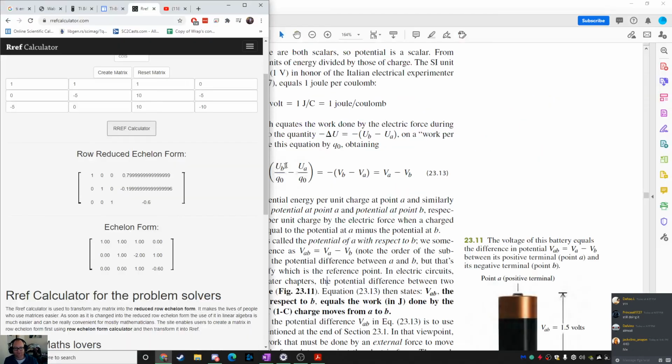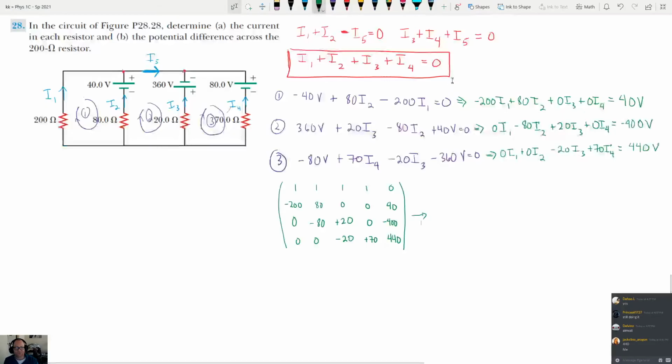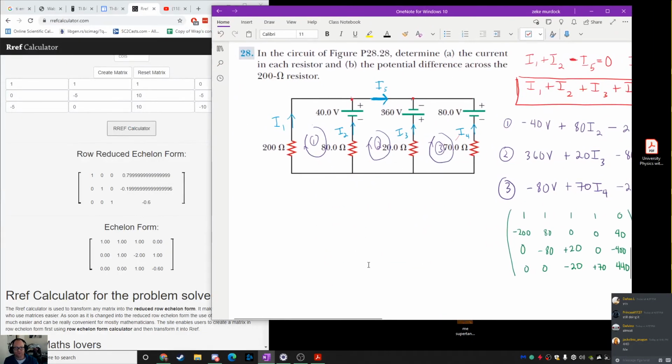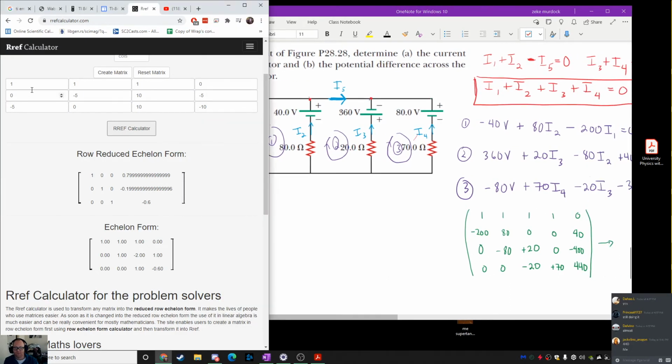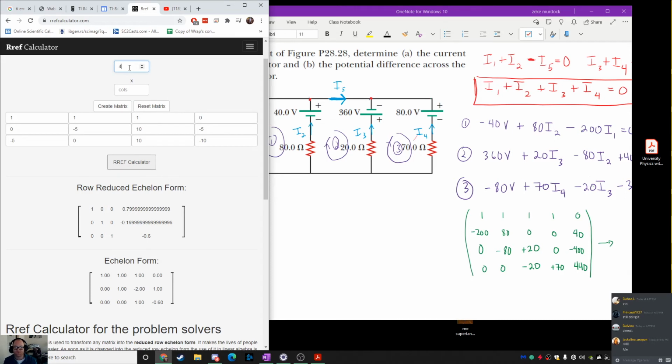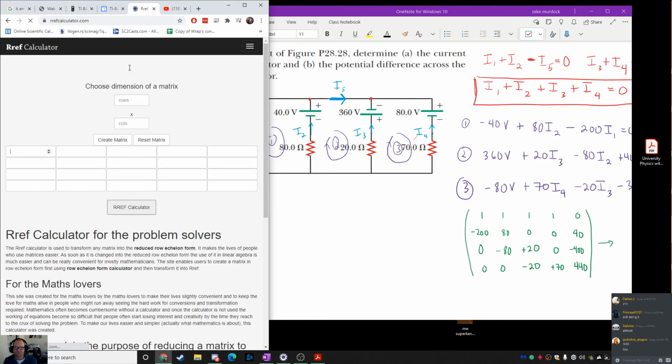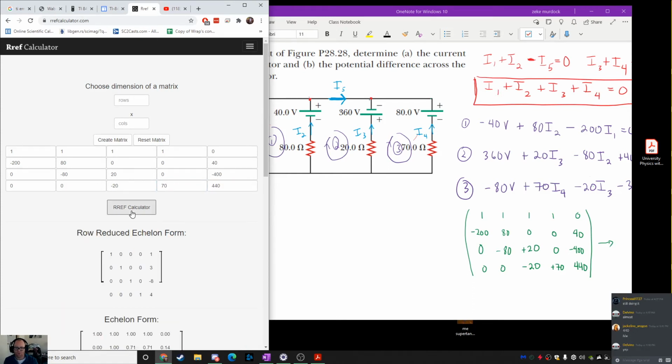All right, so let's see what we get as our answers. We'll go back out of full screen and shift this over a little bit. We need rows: there's 4 of those, and 5 columns. Create matrix. I think the answer for this one is like 1, 3, 6, 8. Anyone get something like that? Negative 80, positive 20, 0, negative 400, 0, 0, negative 20, 70, 440. 1, 3, 4, 8. My bad.